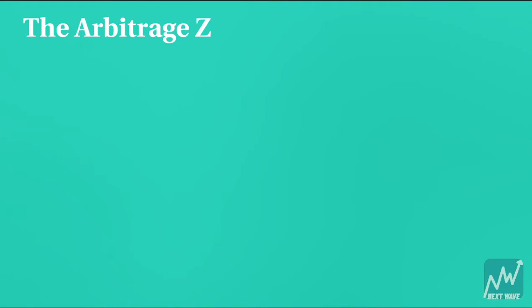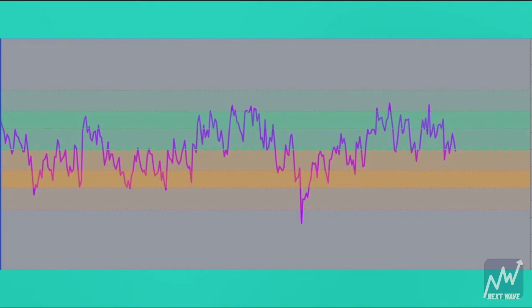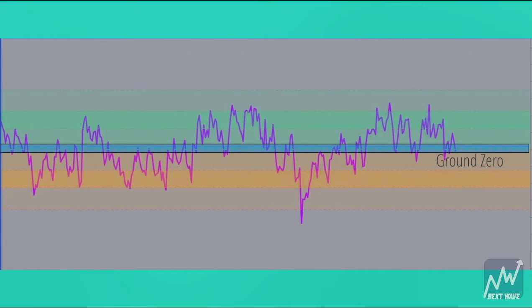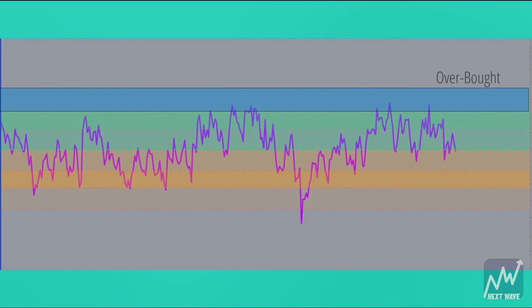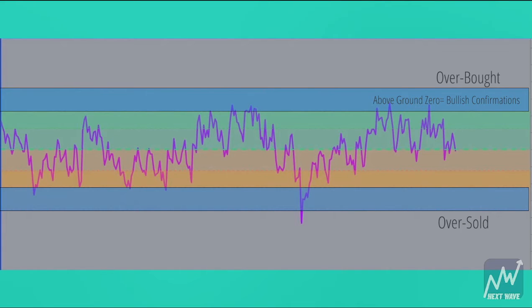The arbitrage Z. The arbitrage Z is kind of like the level pro, but it's a little different. We still do have the same ground zero, that's like the middle ground. But if price comes up in this area, then that means that price is overbought and it would try its hardest to come back any lower once it gets to this overbought area. And above ground zero is equal to bullish confirmations, just like the level pro. And same thing could be said about down here.